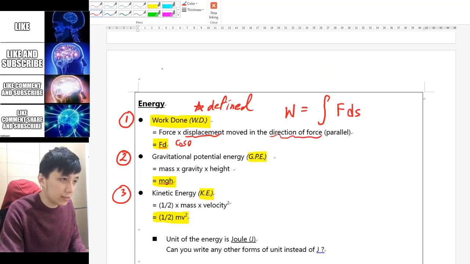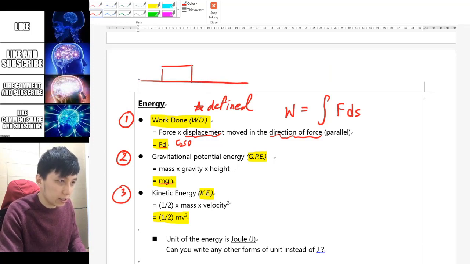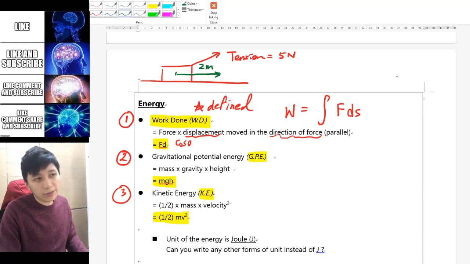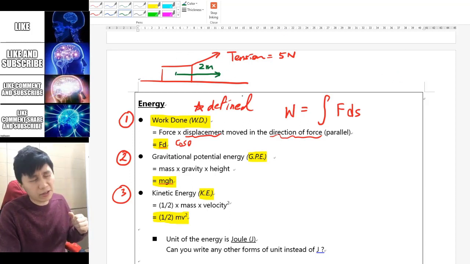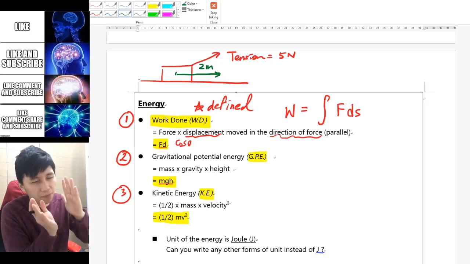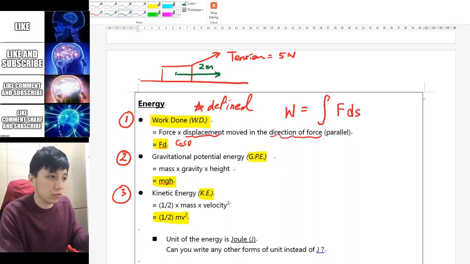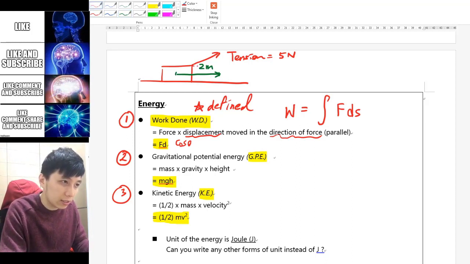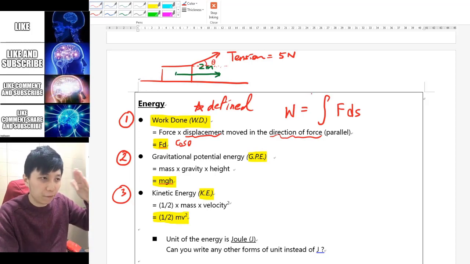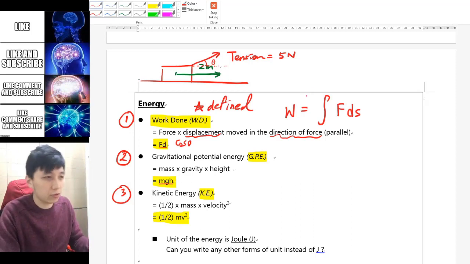Let me give you an example. So let's say you have a box and it is pulled by a certain tension of, say, 5 Newton, and then the box will move for, say, 2 meters. You can see that the direction of the tension and the direction of displacement horizontally are not parallel, and therefore the force that is really useful, contributing energy to the box, will only be the one that is in the same direction, that is also horizontal. And that's why there's an angle theta, let's say, from the direction of the tension towards the horizontal direction.